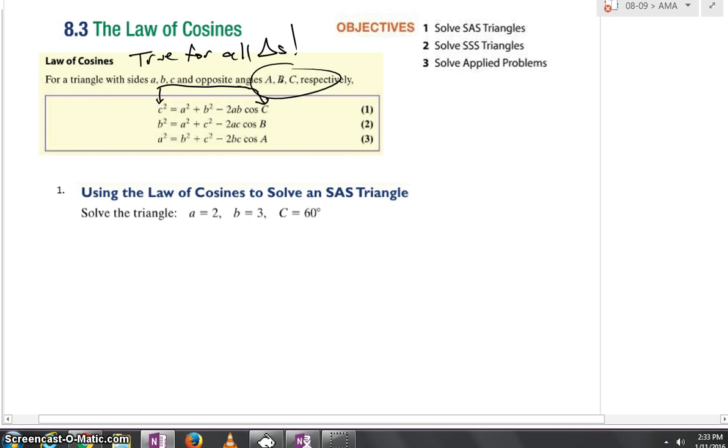You could go to a third form. A squared equals b squared plus c squared. This time we've isolated a squared. Well, now we're going to have to say minus 2 times the two terms on the right, 2 times bc, cosine of angle A. Wow.